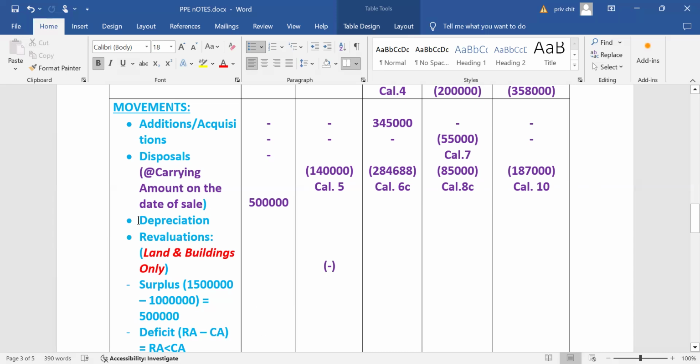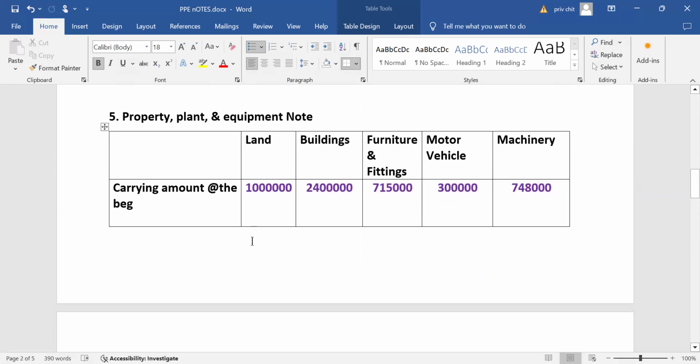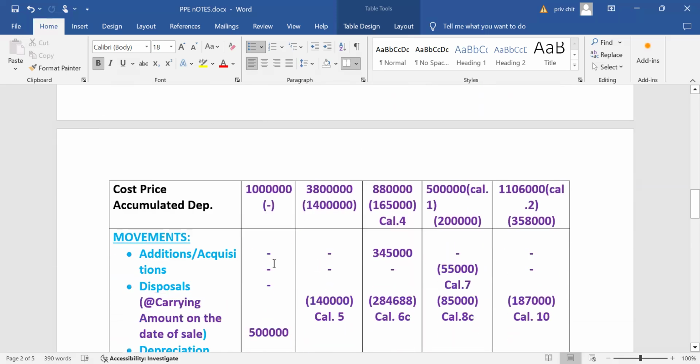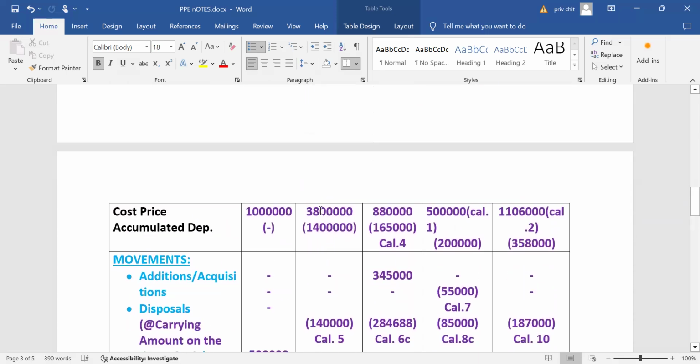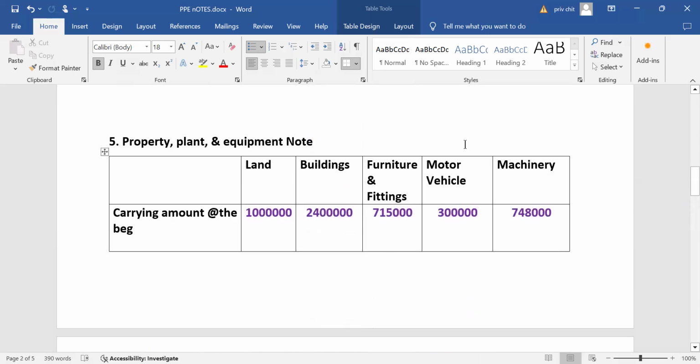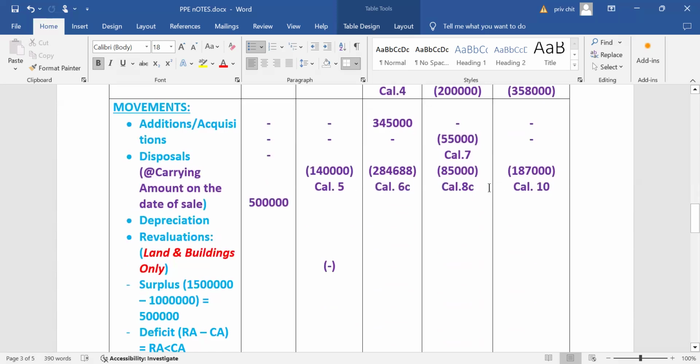Then, of course, you would also have depreciation for the year. There's a line item, depreciation. And notice that for the column for land, because land does not depreciate, you would not put a depreciation value. But for the rest of the assets, such as buildings, furniture and fittings, motor vehicles, machinery, those are depreciable assets. So we are expecting to see the depreciation amounts reflected under the line item depreciation.